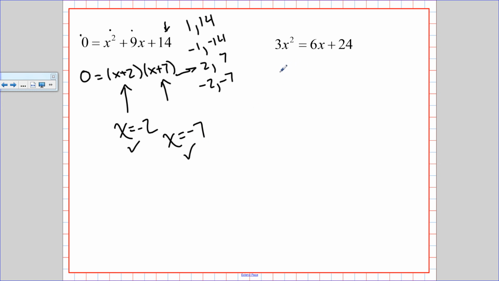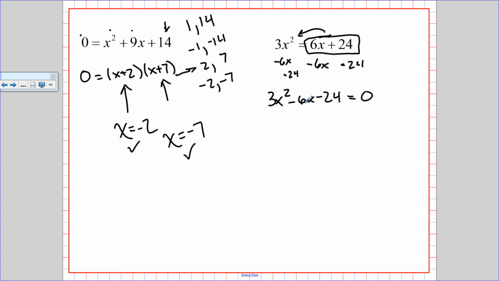Okay, now our next equation, the hard one, doesn't have anything equal to 0. So I'd like to put my 0 on this side, which is going to require moving the 6x and the 24. We're going to do that by subtracting 6x from both sides and subtracting 24 from both sides. Our equation is now 3x squared minus 6x minus 24 equals 0.